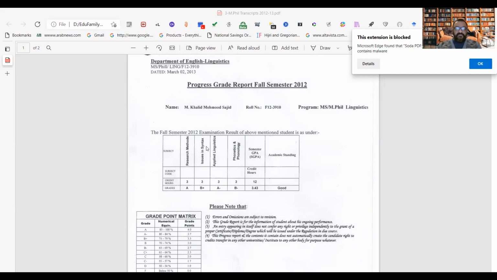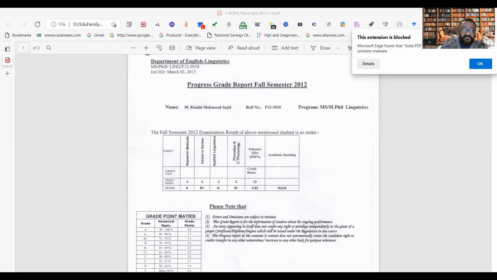The second one is issues in syntax. That is related to writing, because writing is necessary for writing a PhD thesis or MPhil thesis. So this can be very helpful. Applied linguistics, because we have English linguistics or you have applied linguistics. So this can be very beautiful for you for your future, as I did it. Later on, I completed PhD in applied linguistics.